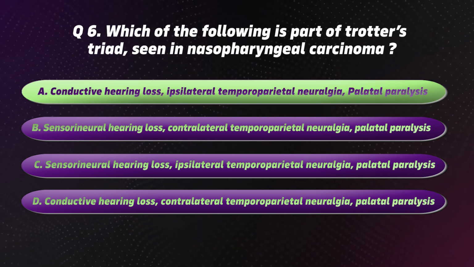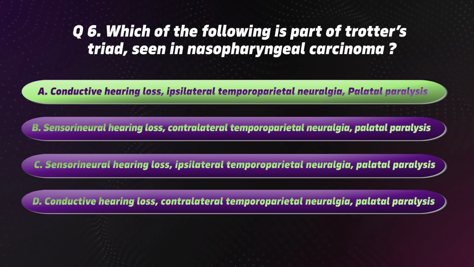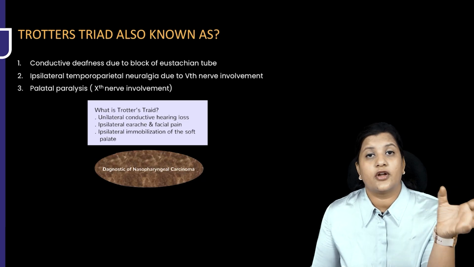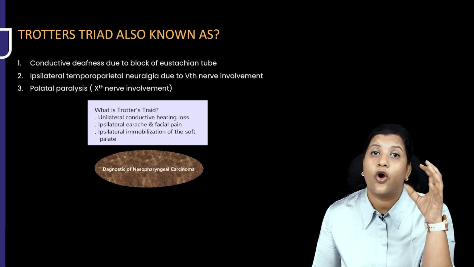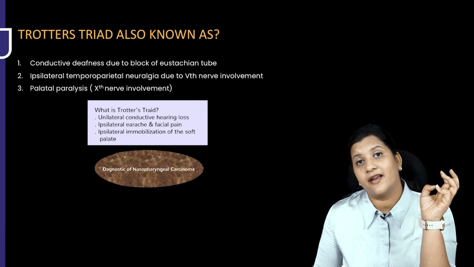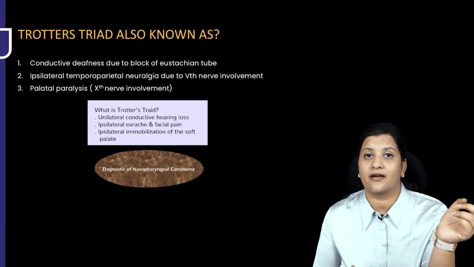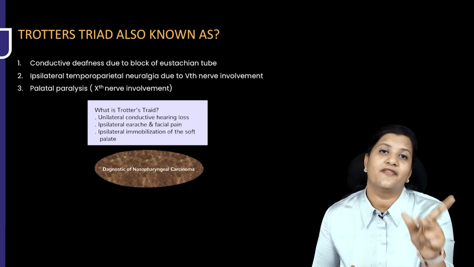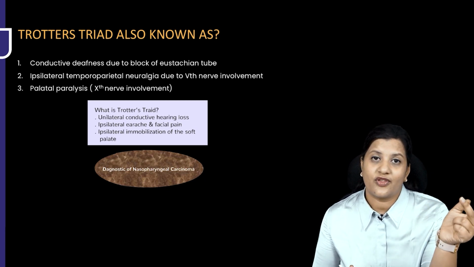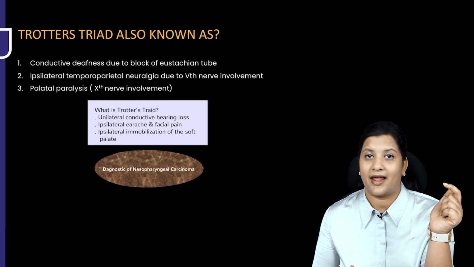And the correct answer is option A. Conductive hearing loss, ipsilateral temporoparietal neuralgia, palatal paralysis. Here's the explanation. What is Trotter's triad? Trotter's triad is the hallmark that you see in NPC. Here, the patient will have conductive hearing loss because of serous otitis media, eustachian tubal block causing conductive hearing loss. Along with that, fifth nerve involvement will result in pain in the area of distribution of the fifth nerve, and then there can be 10th nerve involvement resulting in palatal paralysis.